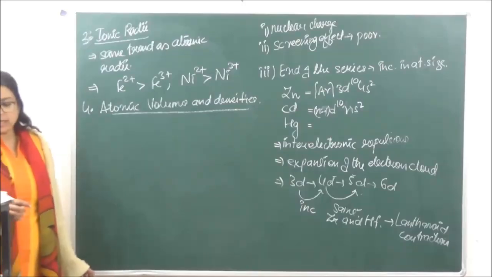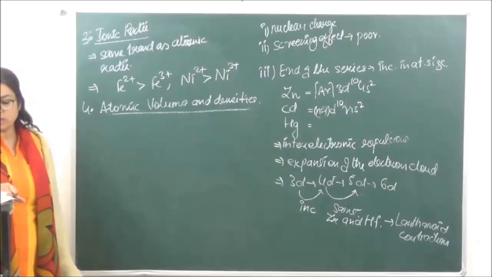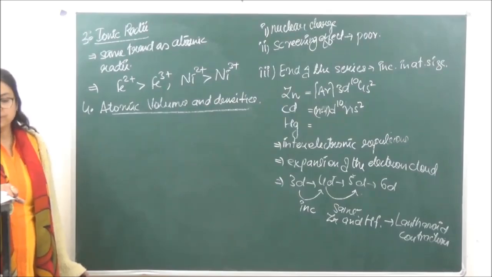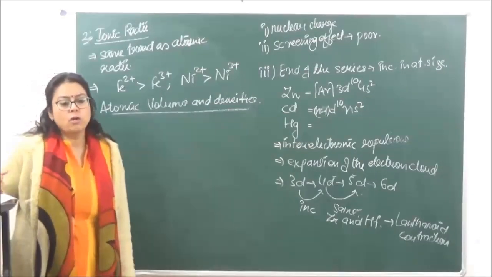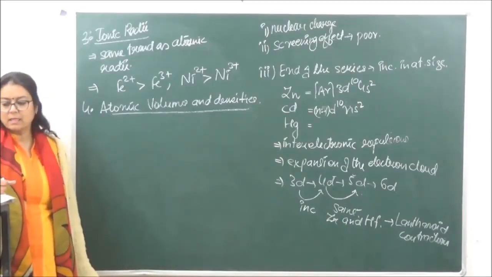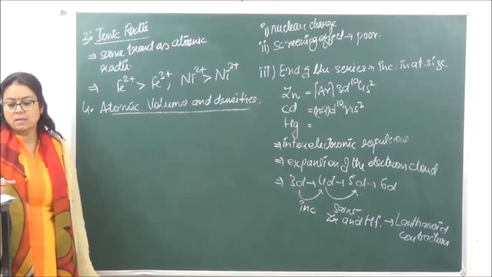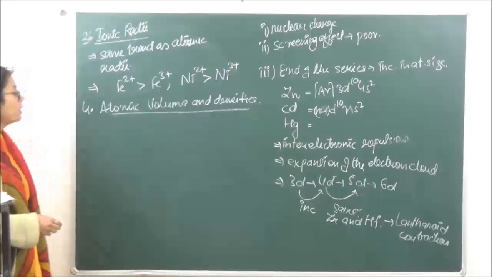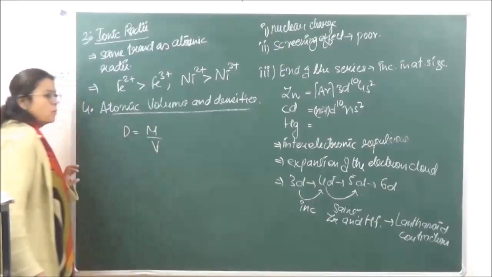So this way you can just write down 1 or 2 points. Atomic volumes of transition elements are low as compared to group 1 and 2. This is because of screening effect, which results in smaller sizes. Okay? And when we are talking of densities over here, you know that density is equal to mass upon volume.